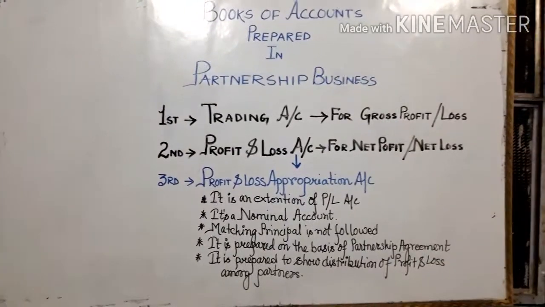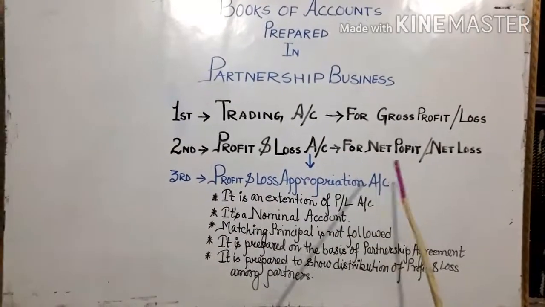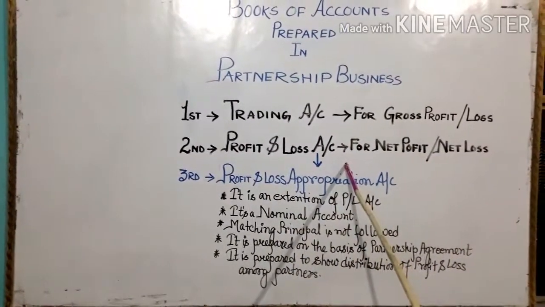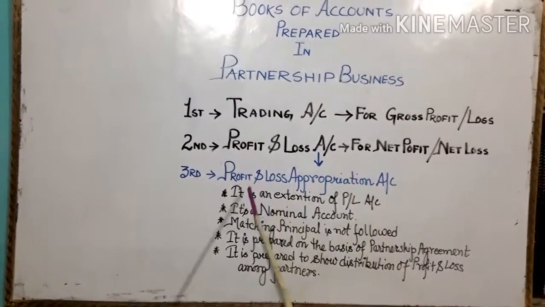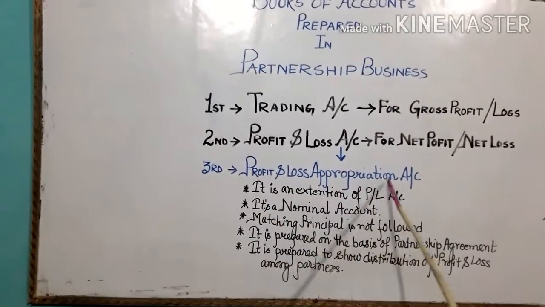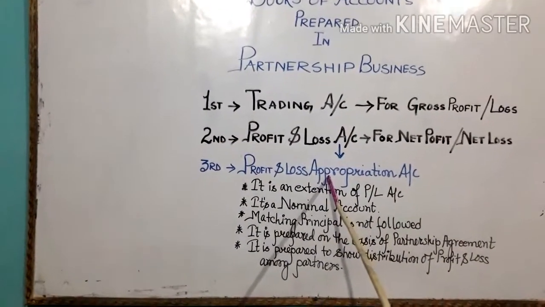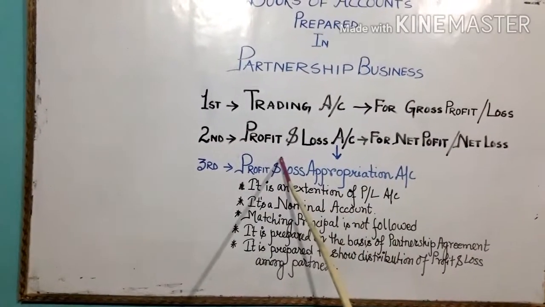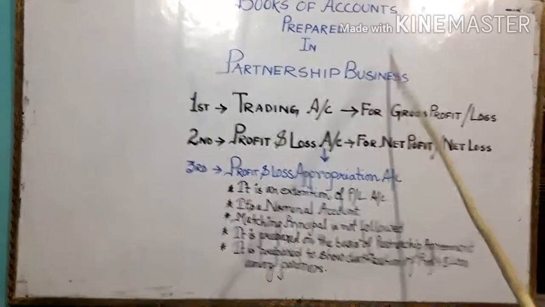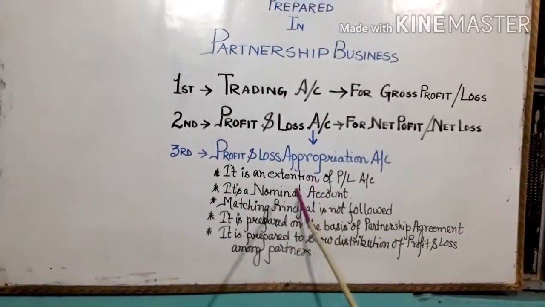So friends, the account which will help us to distribute the net profit and net loss that we have earned through the profit and loss account is a special account known as the profit and loss appropriation account. It is prepared just after the profit and loss account in case of partnership form of business. Now, what is the nature, what are the features or characteristics of this particular account?